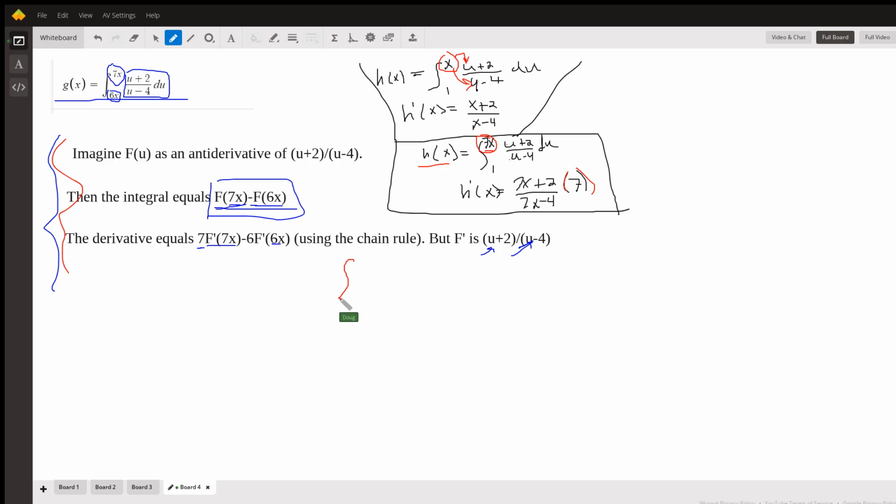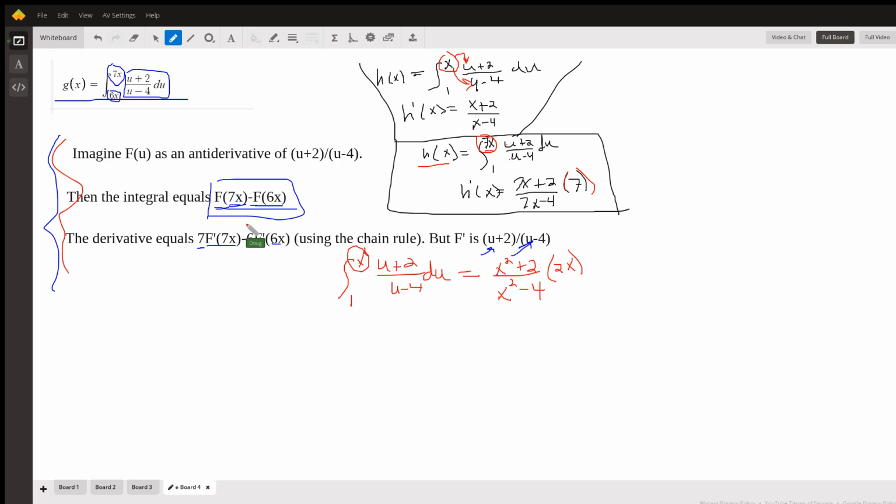Another way, let's just say we had the integral from 1 to x squared of (u + 2)/(u - 4) du. Well, we start by just putting x squared in for u. But then we have to multiply by the derivative of that expression right there, 2x.